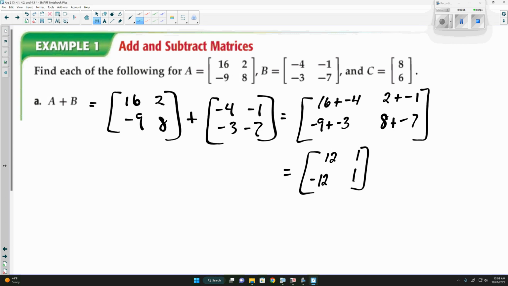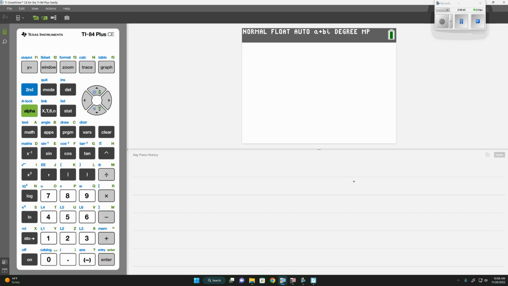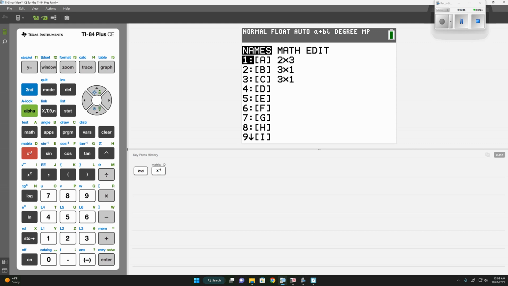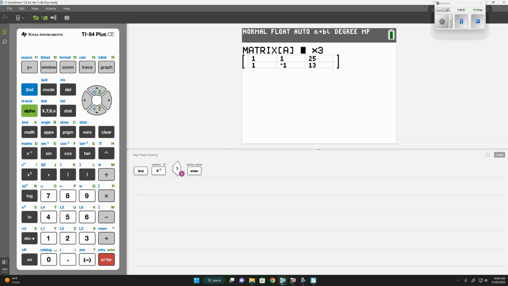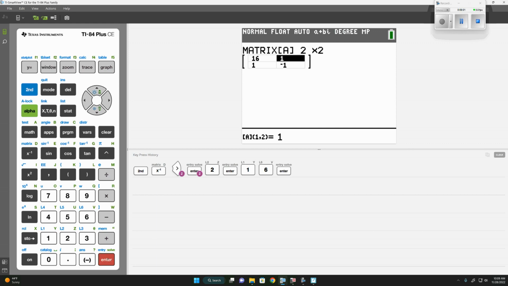Well, when we did this the first time, we did these by hand already, but then we also did these in the calculator. The first thing we can do in the calculator is say second matrix, and I can go over to edit. Our first matrix, matrix A, is a 2 by 2. So we put the dimensions in 2 by 2, and it gives us a nice little grid. Then we can do 16, 2, -9, and 8. And whenever we plug in a negative number, we'll have to use the negative. We can't use the subtraction. It will throw a fit.